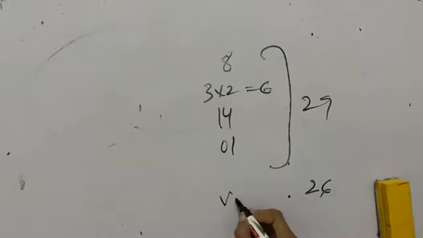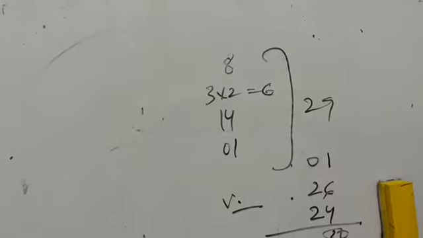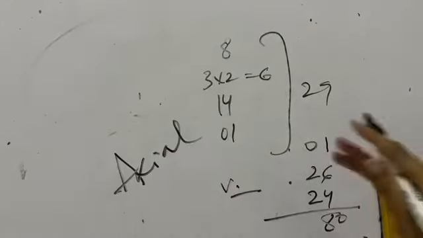26 vertebrae. Then how many ribs? 24. 12 pairs. 12 into 2, 24. And 1 sternum, the chest bone. So the count is 80. It comes out to be 80. So 80 bones are present in the axial skeleton, in the central region.